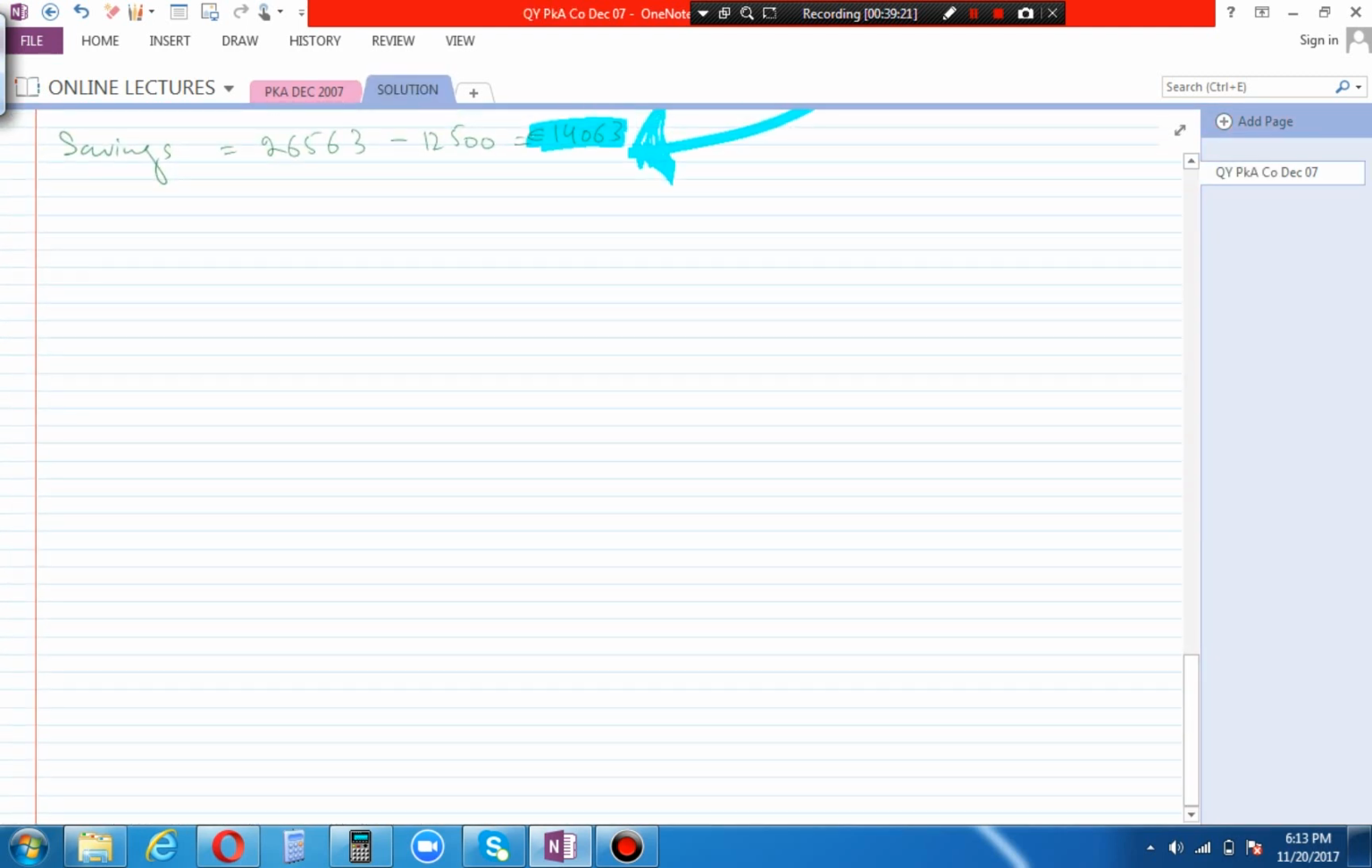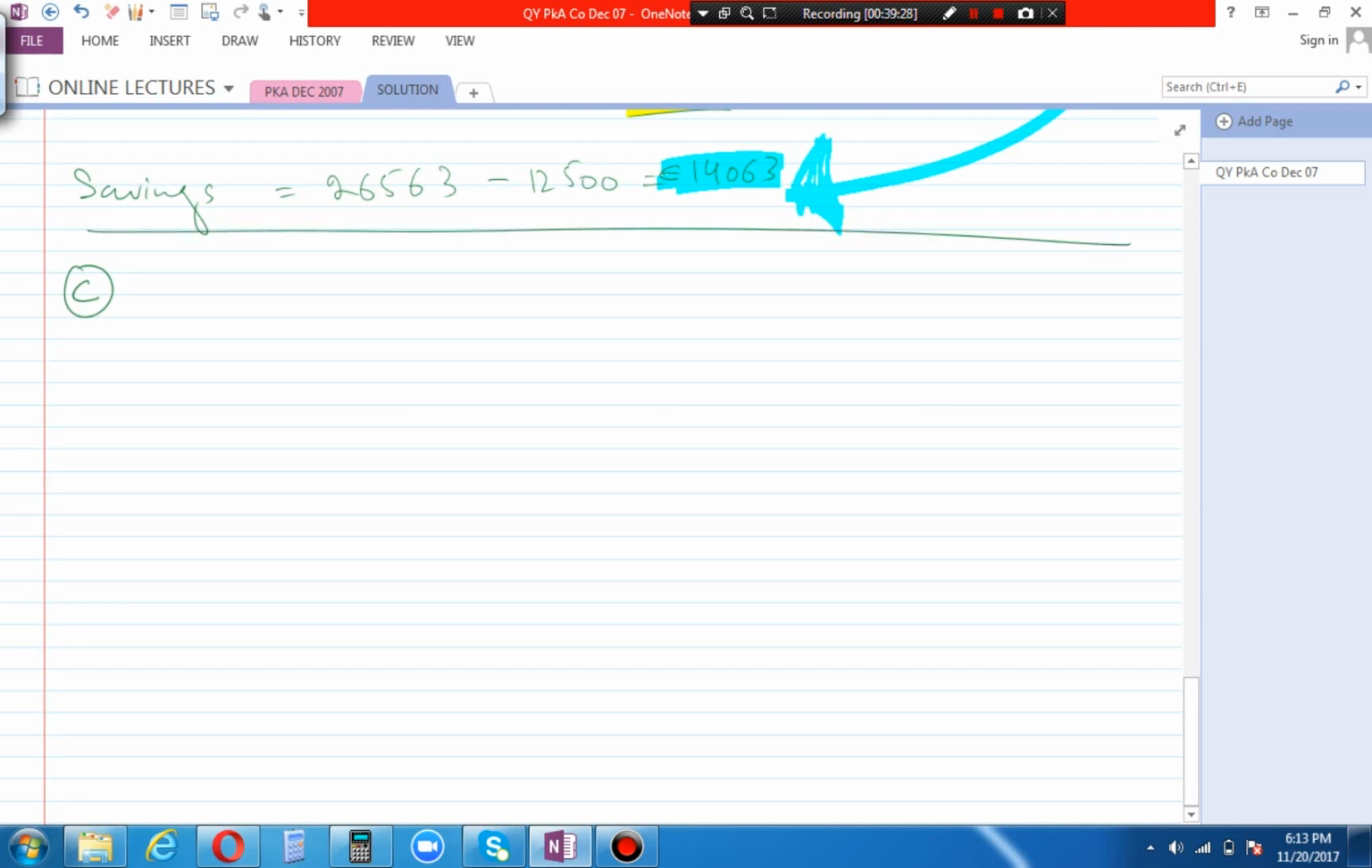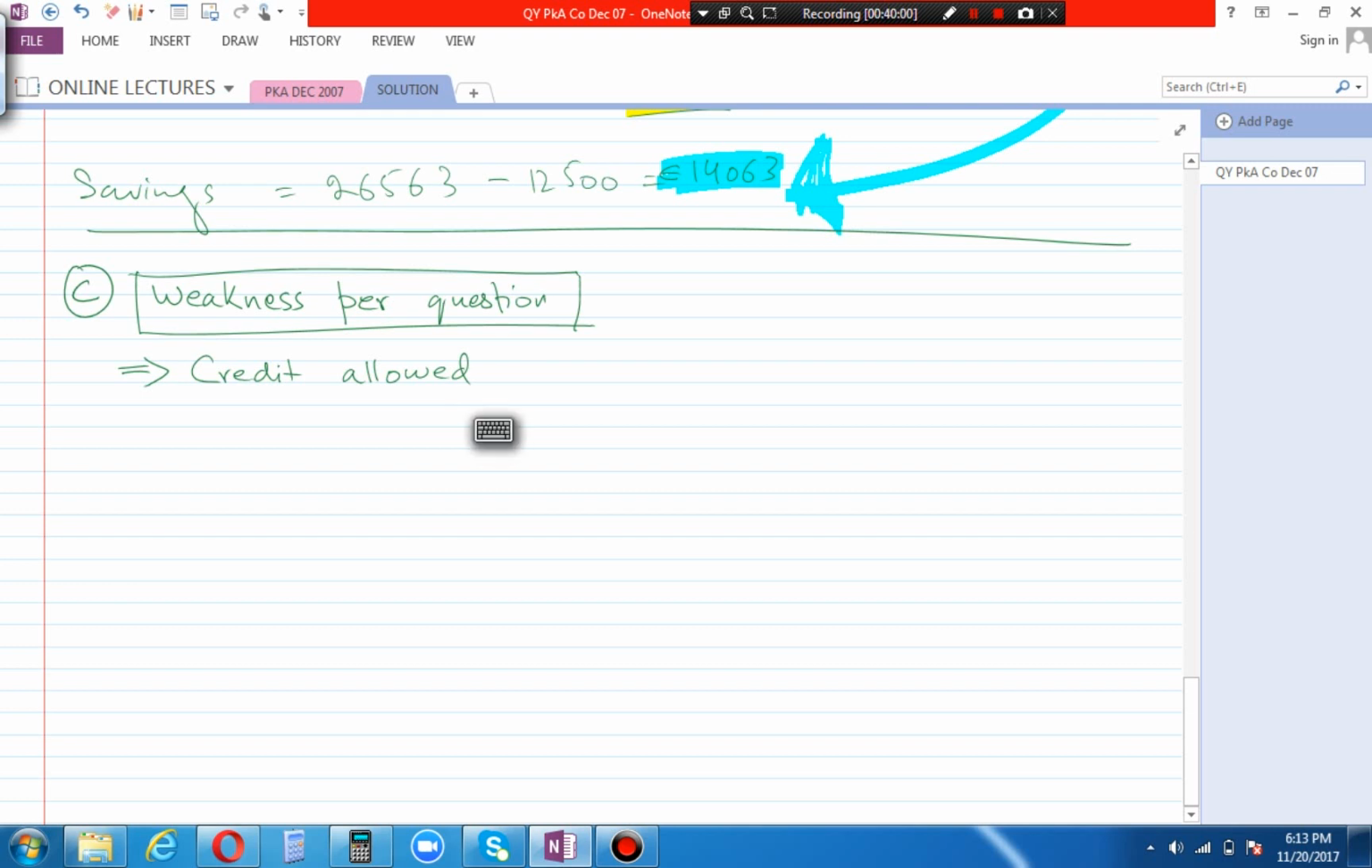So part C, weaknesses. Or you can say the weaknesses that we have found in the company PKA. The first one, credit allowed. And then you can say to the examiner, the credit allowed is 30 days, but customers pay normally after this, in 75 days.